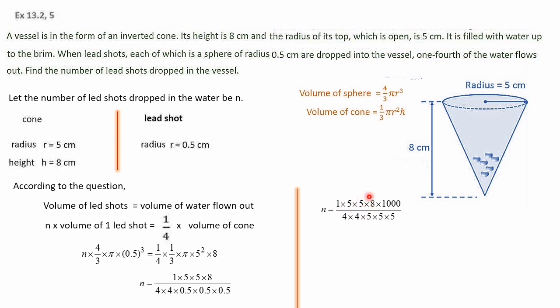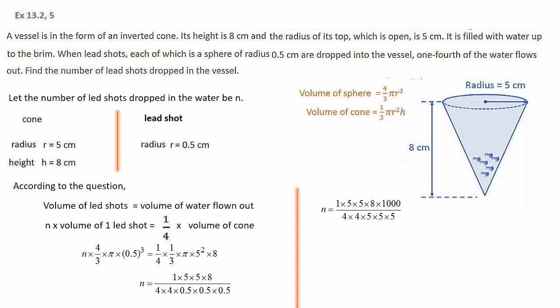Here 2 5s are there, and these 2 5s are cancelled. And here 4 and 8 we can cancel, 2 is the balance. This 2 and this 4 can be cancelled, 2 is the balance. And this 2 and the 1000, when you cancel it, you will get 500. And this 500 and this 5, when we cancel, we will get 100.